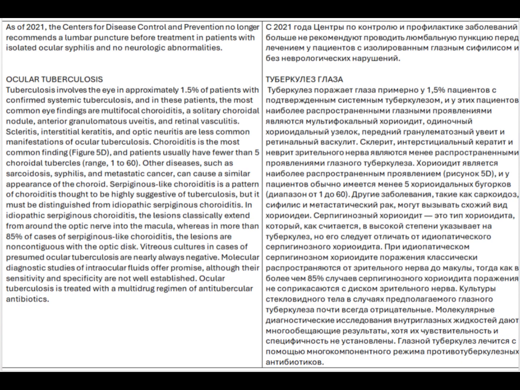Serpiginous-like choroiditis is a pattern of choroiditis thought to be highly suggestive of tuberculosis, but it must be distinguished from idiopathic serpiginous choroiditis. In idiopathic serpiginous choroiditis, the lesions classically extend from around the optic nerve into the macula, whereas in more than 85% of cases of serpiginous-like choroiditis, the lesions are non-contiguous with the optic disc.